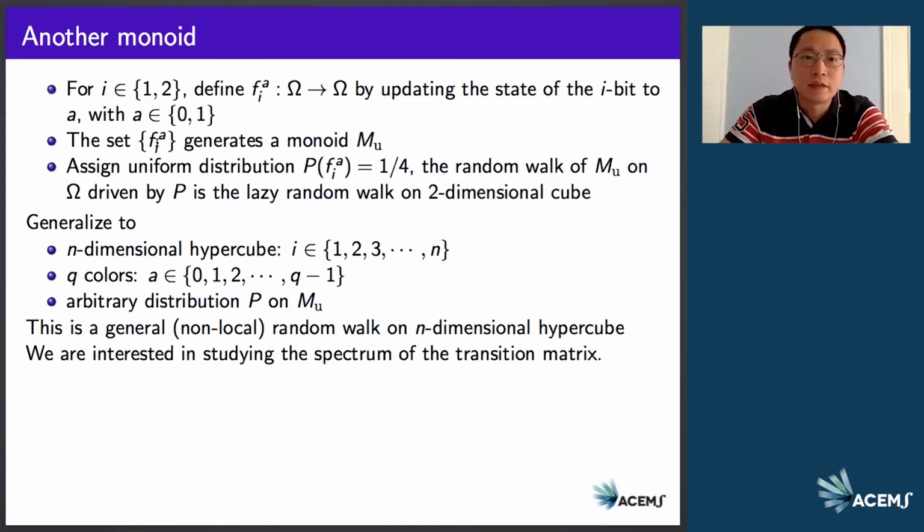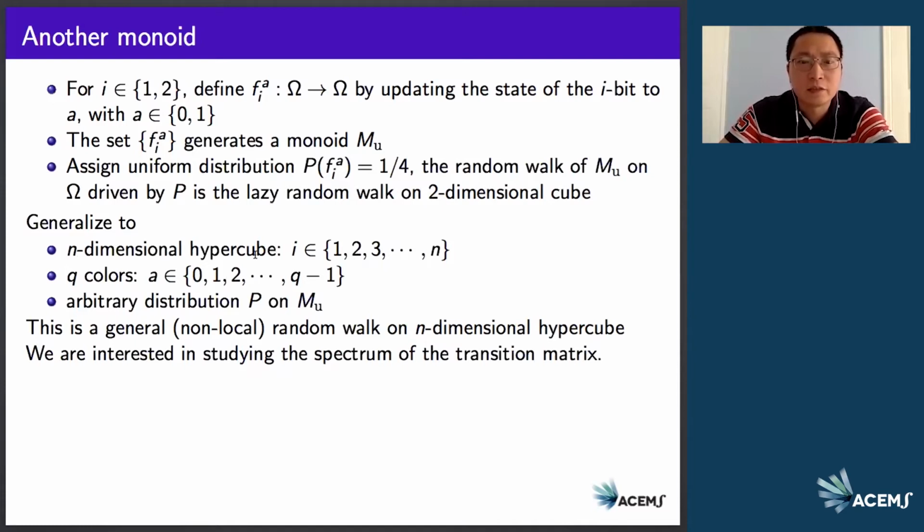Now the set of these F_{i,a} also generates a monoid. If we assign a uniform distribution to these functions F_{i,a}, we have 4 of them, because a can be 0 or 1 and i can be 1 or 2. If you assign a uniform distribution to that, you can check that the induced random walk is also a lazy random walk on the 2-dimensional hypercube. So we have 2 monoids corresponding to this random walk, and it's not very hard to generalize to this very general case.